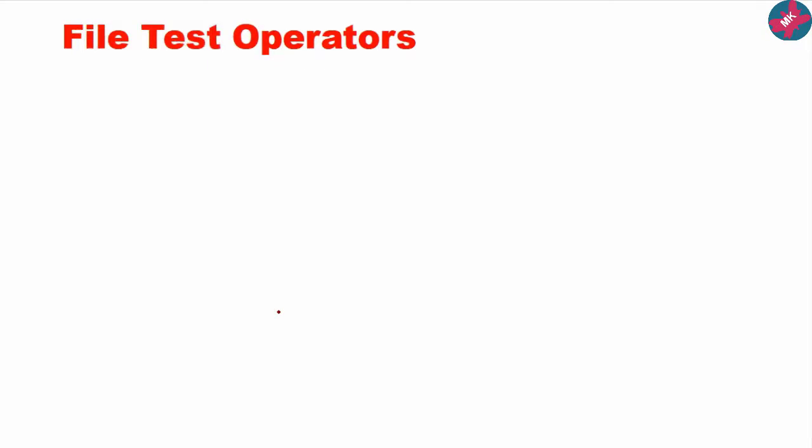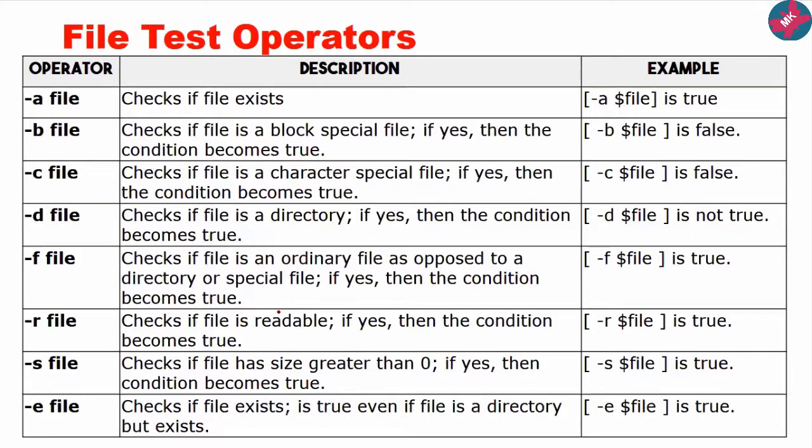Then next there are file test operators. These are a new thing in shell programming. Here you can see different operators are there. Today we are not going to discuss them. In the future I will be discussing them in depth. Today I am just showing you so that you will know that these exist in shell programming.